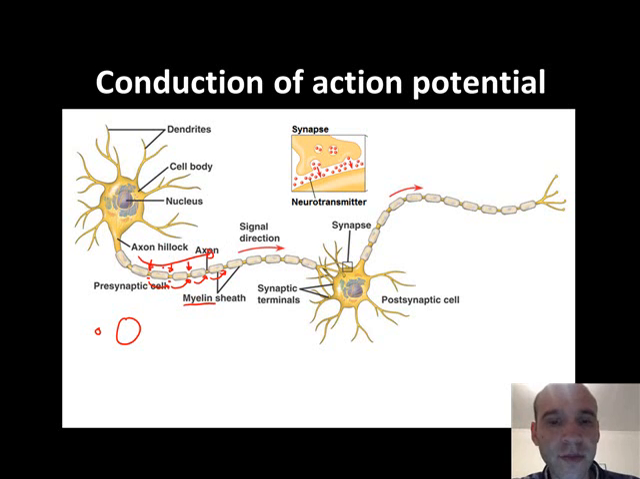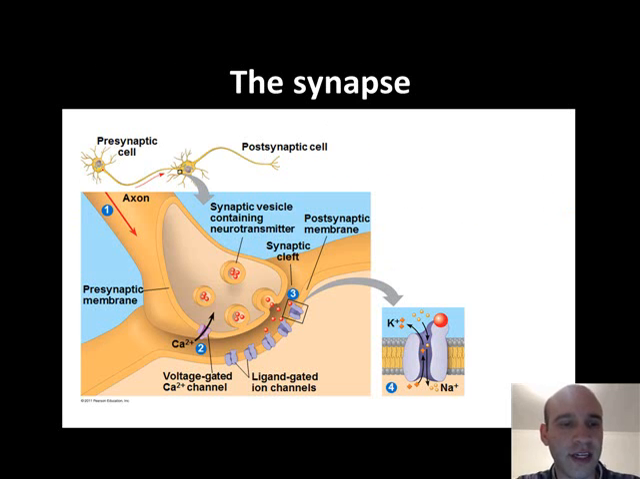Once it reaches the synapse, we'll talk about the synapse in a little more detail. So now at this point, the action potential has reached the synapse, and here's our presynaptic neuron. Since it reaches the synapse, calcium ions are going to enter. As calcium ions enter, they cause these synaptic vesicles to fuse with the membrane of the presynaptic neuron. As they fuse, they release their neurotransmitters into the space called the synaptic cleft.